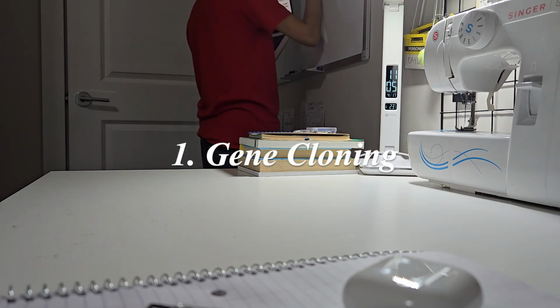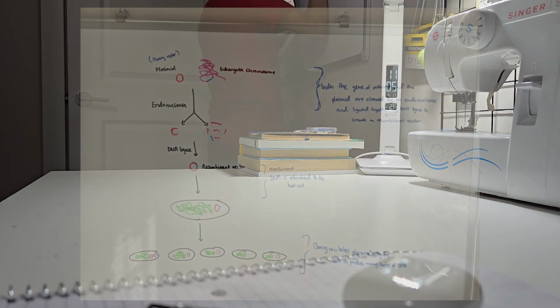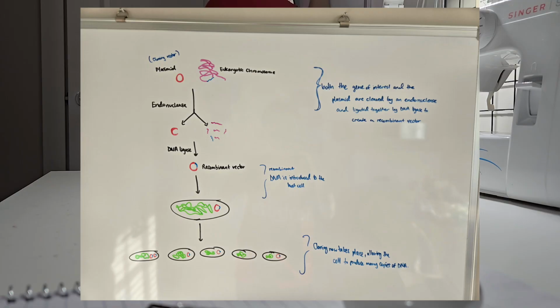Okay, so for gene cloning, the basics of it start like this. You have a plasmid, which is also known as a cloning vector for this kind of experiment, and then you have a eukaryotic chromosome, or a section of a chromosome. That chromosome contains a gene that you want to study, a gene of interest, the gene that you want to look at. And so an endonuclease will come in and cleave both the plasmid and the eukaryotic chromosome where you want to separate it so that you can get your gene of choice isolated by itself. And it's the same endonuclease that will cut both.